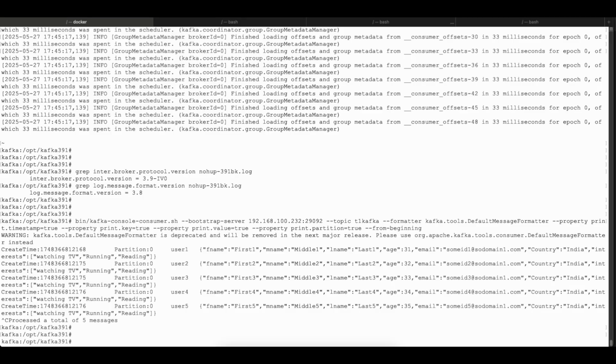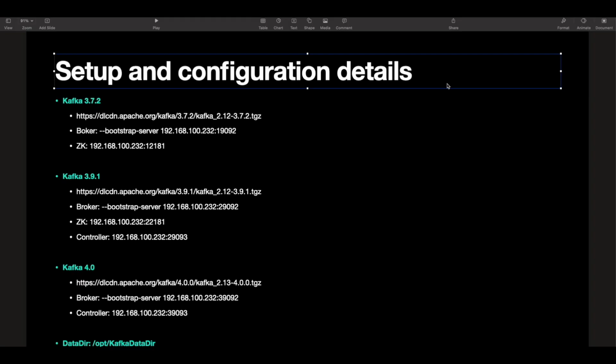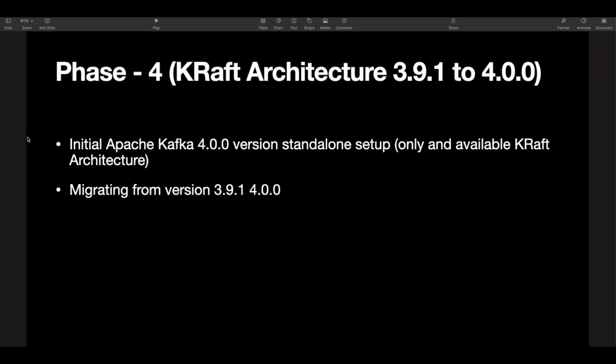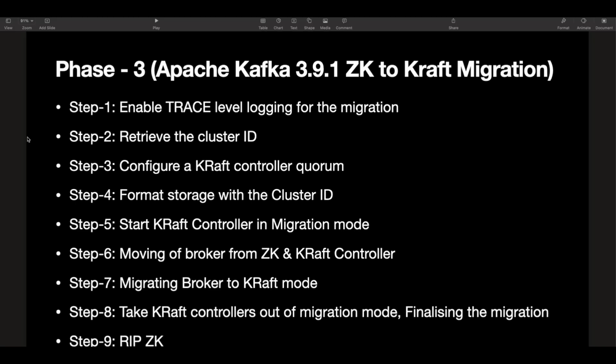We have done phase 1 and phase 2. In phase 1 we did the standalone setup of the 3.7.1 Zookeeper architecture. In phase 2 we migrated, sorry, confusing, 3.7.2 to 3.9.1, the migration of the version. Now phase 3, the bigger chunk of this session, is migrating the architecture from Zookeeper to Raft.